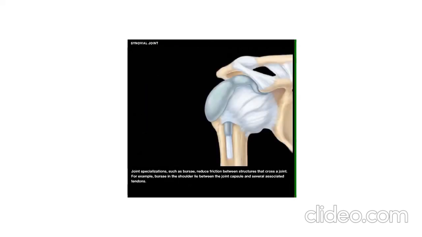Joint specializations such as bursae reduce friction between structures that cross a joint. For example, bursae in the shoulder lie between the joint capsule and several associated tendons.